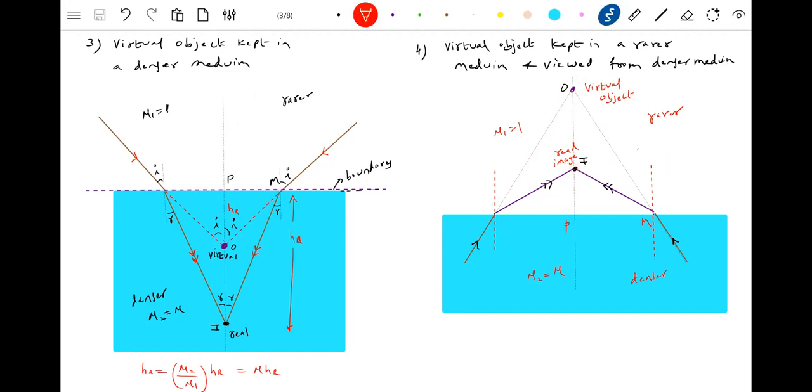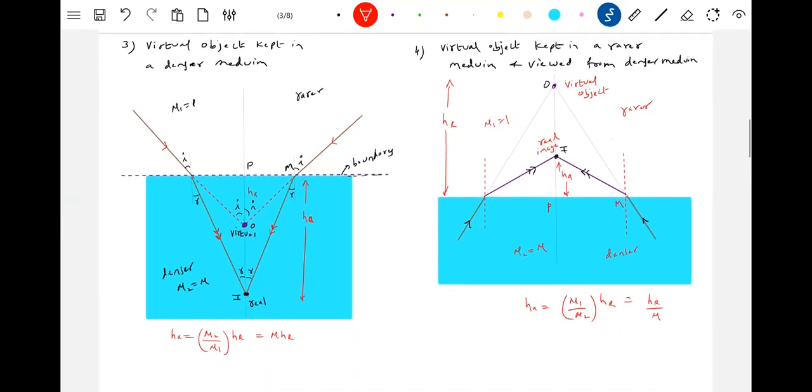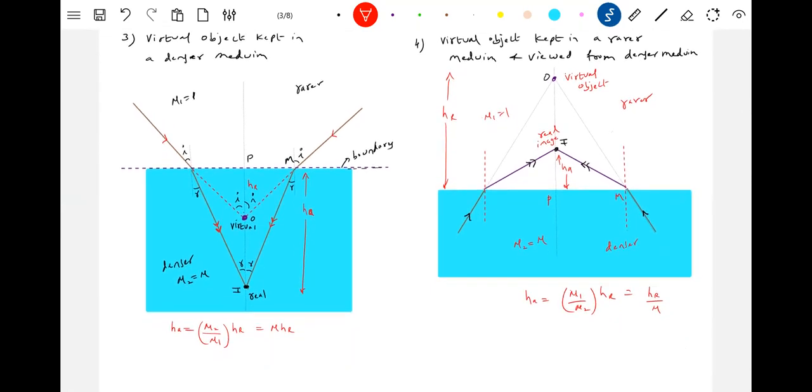So now what is the real height? The real height is this one. Apparent height is this one. So therefore, what we can write here, apparent height is equal to mu1 by mu2 into HR, or HR by mu. So what is the conclusion now? Let me conclude these two here, because this conclusion will help us a lot in numericals.